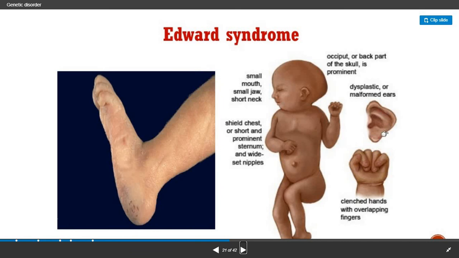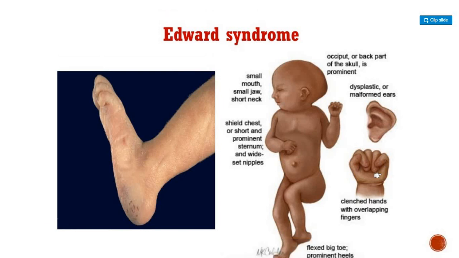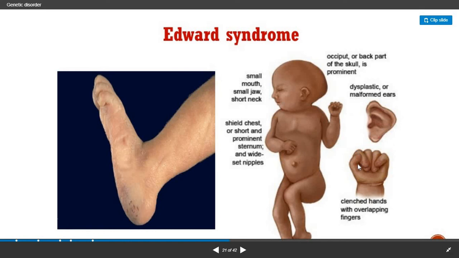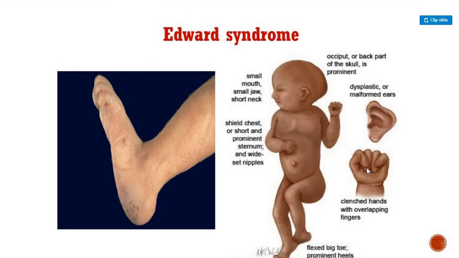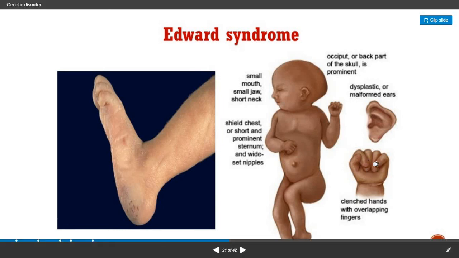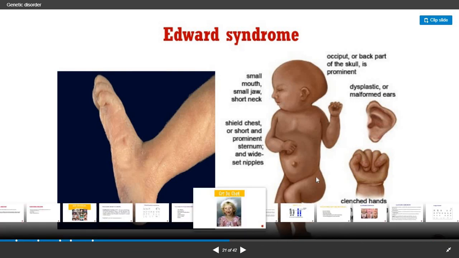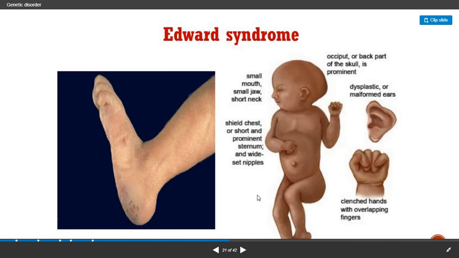Dysplastic or malformed ears. The ear shape is not proper. Clenched hands with overlapping of fingers. In a normal person, whenever they close their fist, all the fingers are clearly separated from each other. But here you can see in the picture, the fingers are overlapping. So this is known as clenched hands with overlapping fingers. So these are the physical characteristics observed in individuals who have Edwards syndrome.